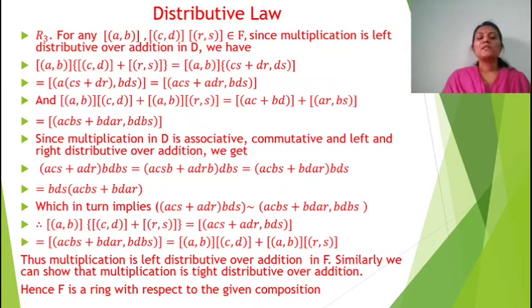Hence F is a ring with respect to the given composition. So we have proved the R3 property. So F is a ring. Now we have to show that it is a commutative ring with unity and satisfies the inverse with respect to multiplication for every non-zero element.